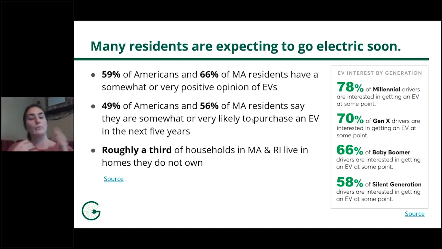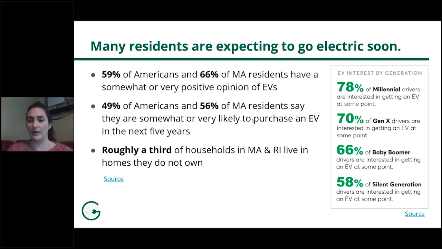This is really great to hear about and really reinforces what we've been saying all along, that people are ready for electric vehicles. However, roughly 1/3 of households in Massachusetts and Rhode Island live in homes that they don't own. So it's really important that they have access to charging stations at home, because that can be a big obstacle for electric vehicle adoption. That's why it's really important for apartments and condos to have these amenities available to their residents.